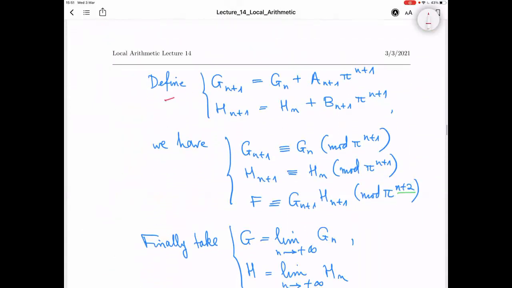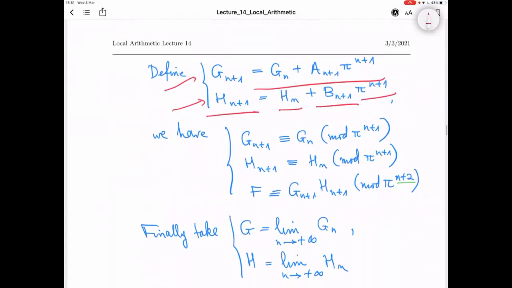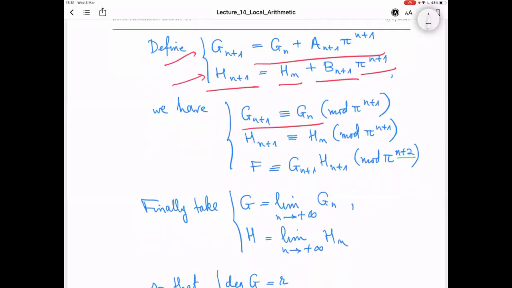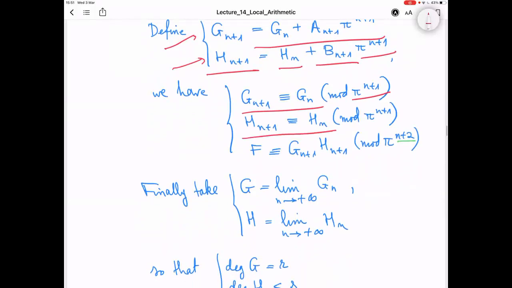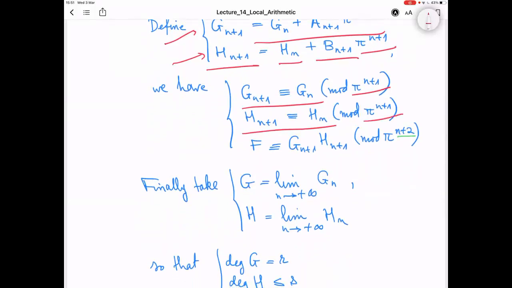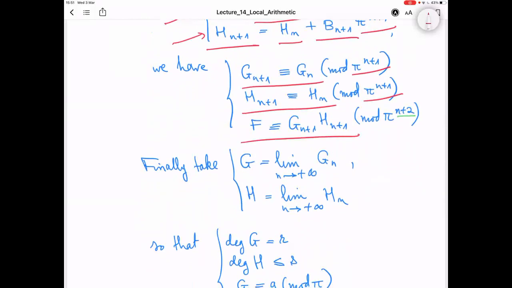Then you define gn plus 1 to be gn plus an plus 1 times pi to the n plus 1. Similarly, hn plus 1 is hn plus bn plus 1 times pi to the n plus 1. Then obviously we will have gn plus 1 is congruent to gn modulo pi to the n plus 1, hn plus 1 is congruent to hn modulo pi to the n plus 1, and f is going to be congruent to gn plus 1 times hn plus 1 modulo pi to the n plus 2. Okay?